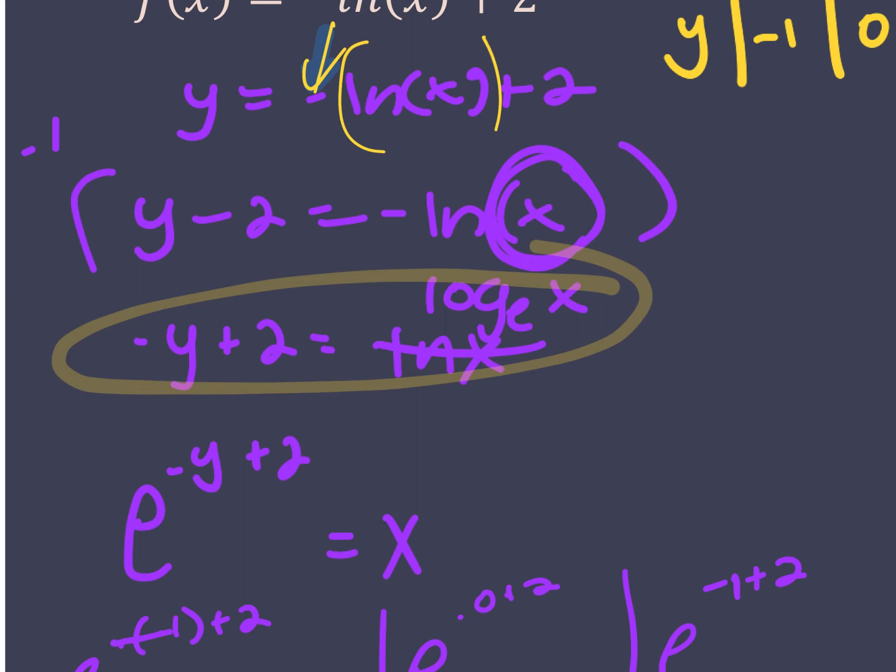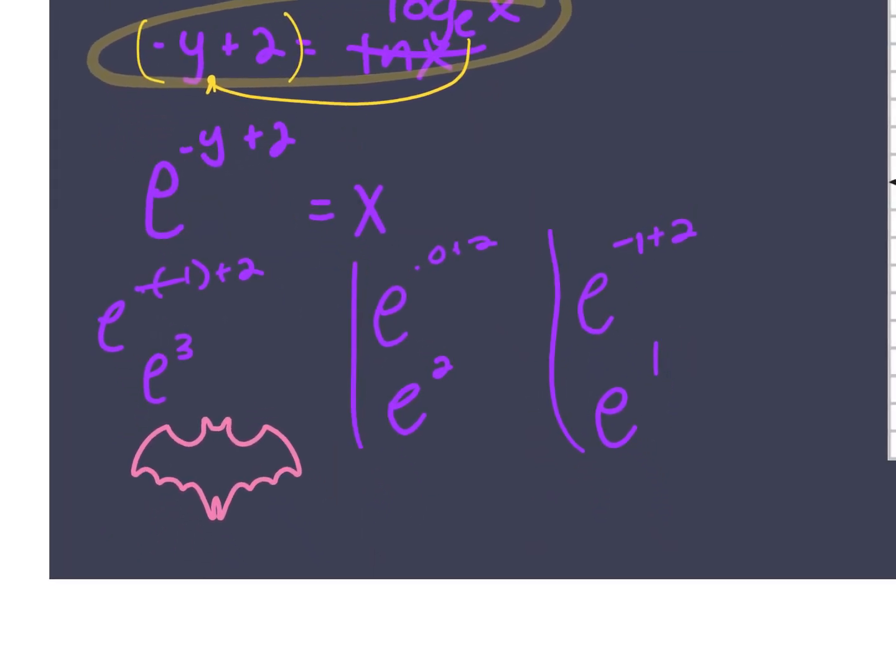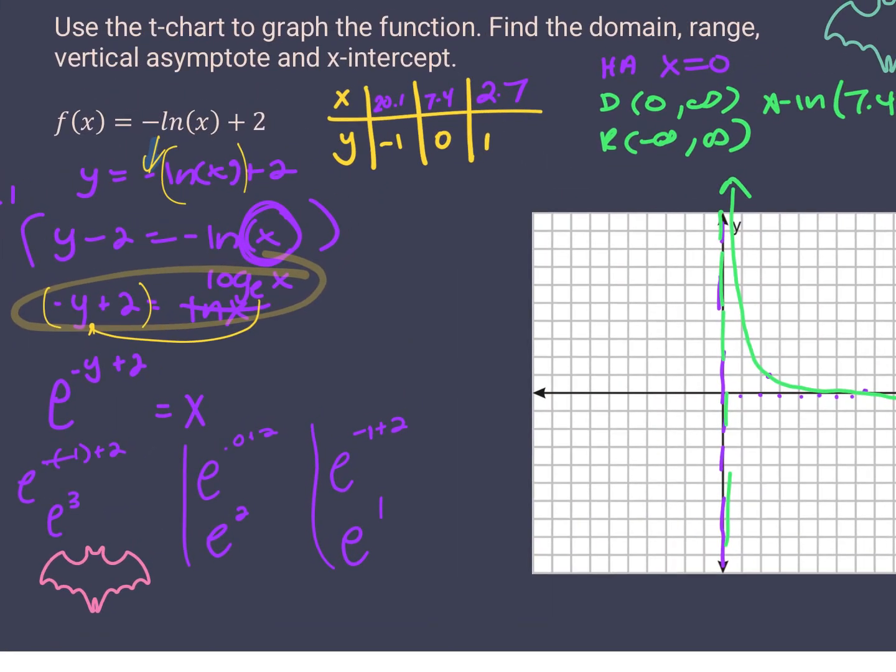ln becomes log base e. The e comes over and picks up this whole thing as its exponent. And I get x equals e to the -y plus 2. Plug in -1, plug in 0, and plug in 1. And I end up with e to the third, e to the second, e to the first, which is 20.1, 7.4, and 2.7.